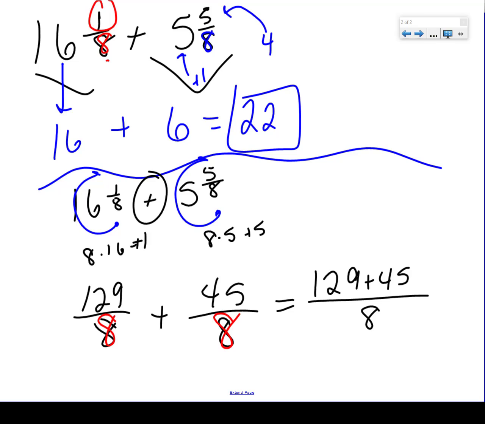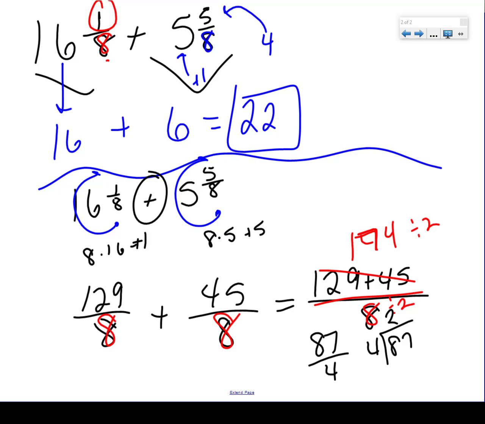When I add this together, I end up with 174 over 8. I need to divide and actually simplify. So I can simplify by dividing by 2 on top and bottom, and I end up with a fraction that is 87 over 4. 87 divided by 4 goes 21 with a remainder of 3. So 21 3/4 is my answer for this one.